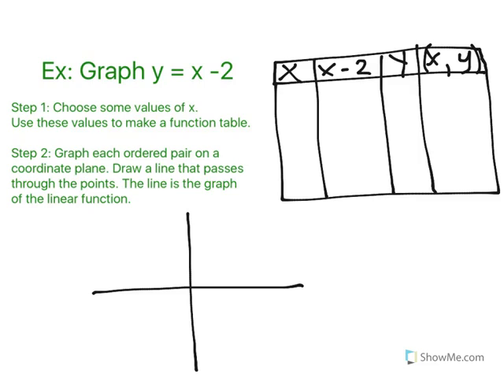Okay, so we're going to graph y equals x minus 2. We have two steps. The first step is we're going to choose some values of x, just like we did last lesson, and use these values to make a function table. I already made the function table for you. Just like our last lesson, my first column is going to be x. My next one is my equation, x minus 2, and it will change with each example or question you're given. My last column is going to be y. And then this column right here is new.